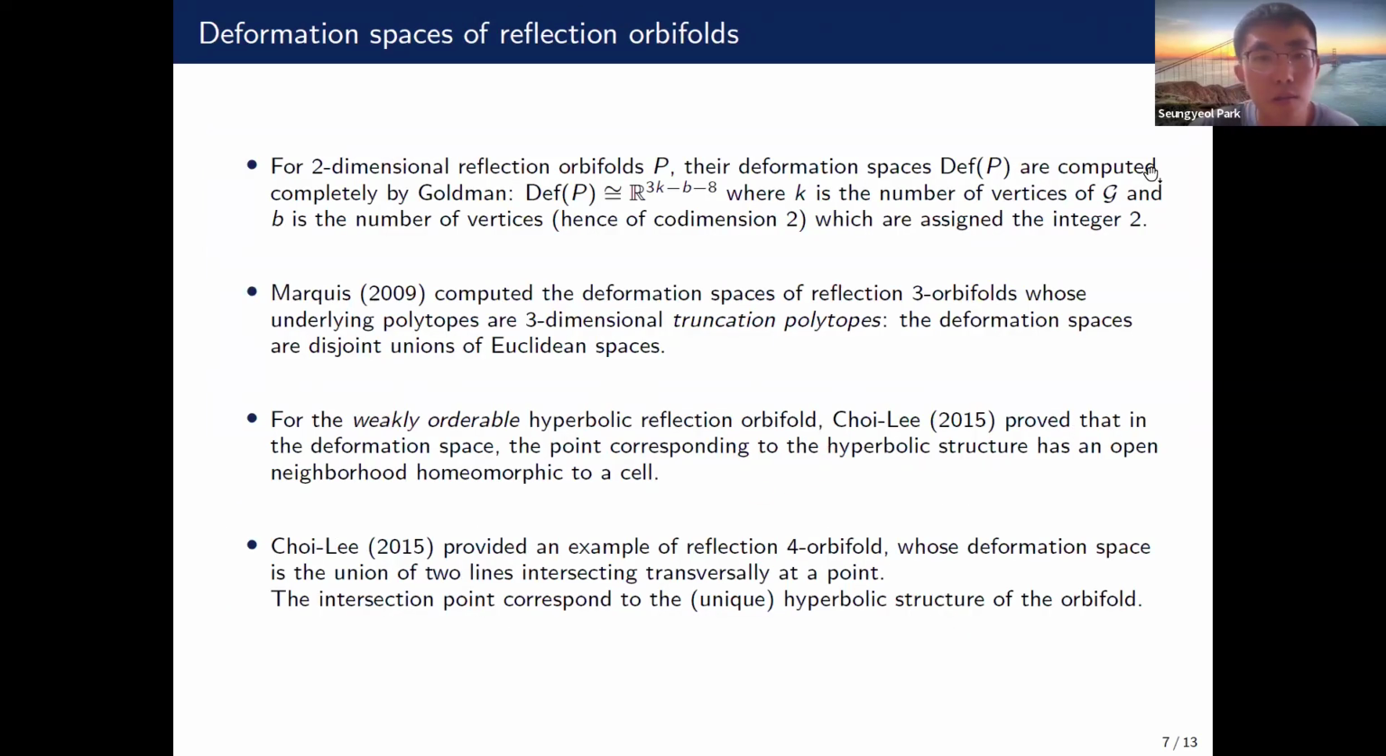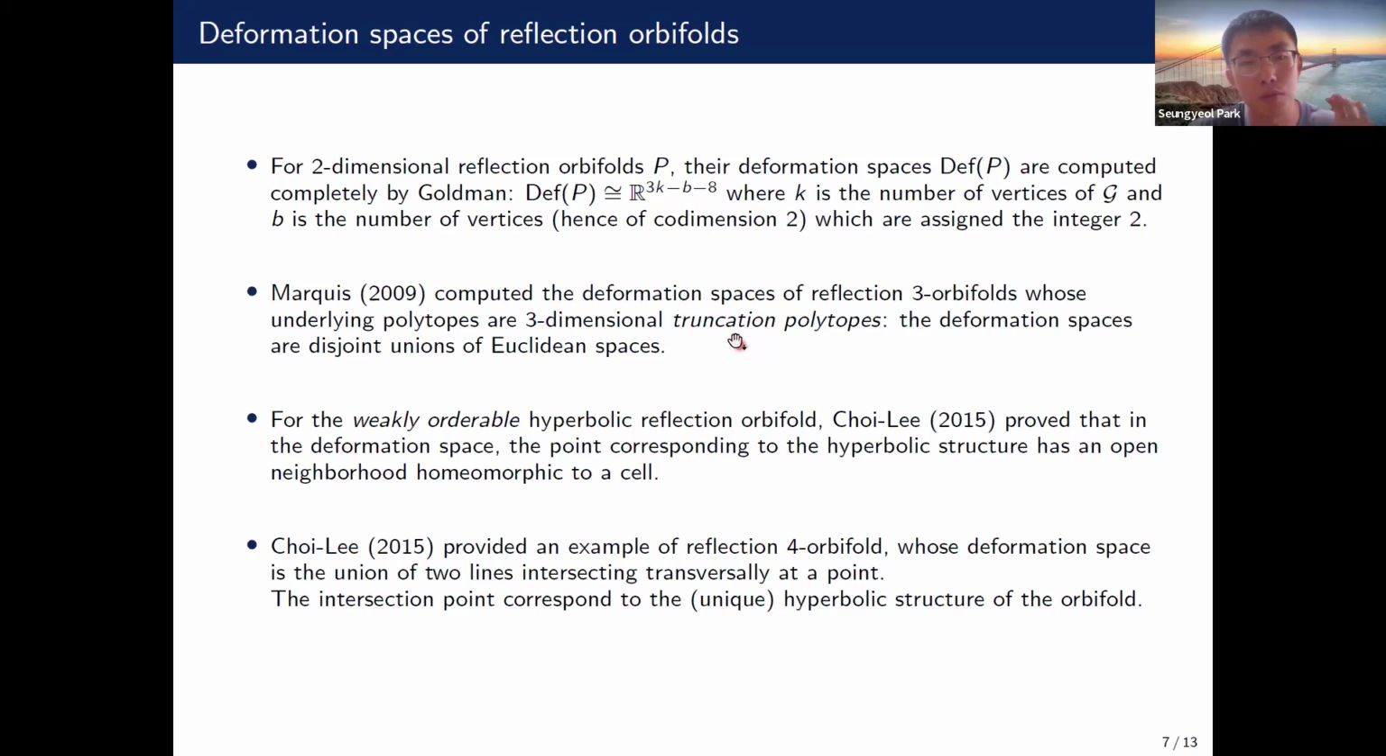Here are some past results on the computation of deformation spaces of Coxeter orbifolds done by other people. If our Coxeter orbifold is two-dimensional, so the polytope is basically an n-gon, a polygon with n edges, then the deformation space of real projective structures was fully computed by Goldman. It is proved to be homeomorphic to Euclidean space, as we've seen in the Teichmüller case.